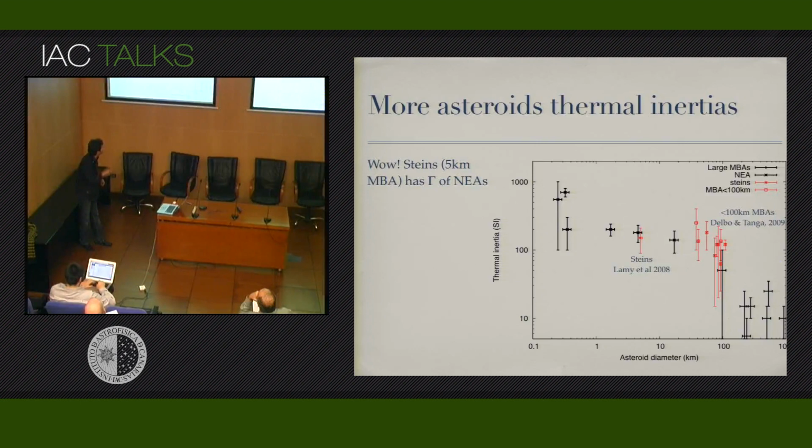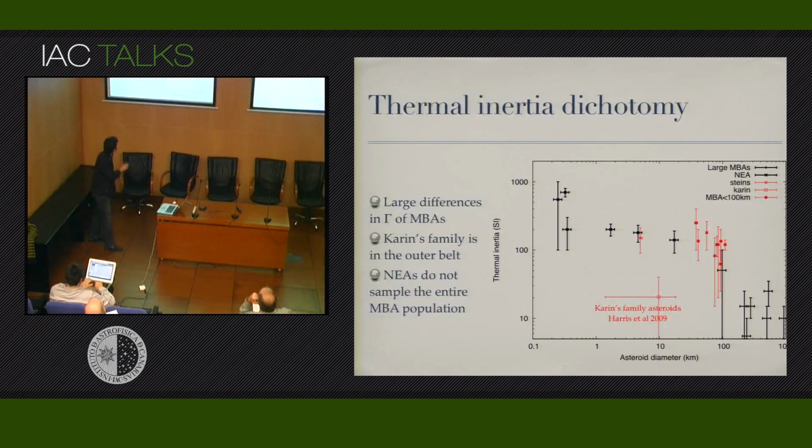But more recent results show that this is not always the case. There are the Karin family members. These are objects between around 1.5 and 20 kilometers. There is an indication of very low thermal inertia. So there's a dichotomy in the thermal inertia of small main belt asteroids, which is an indication that they have different surface and resurfacing processes going on.